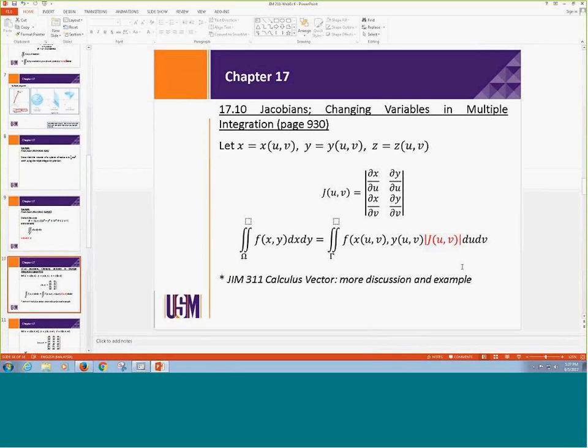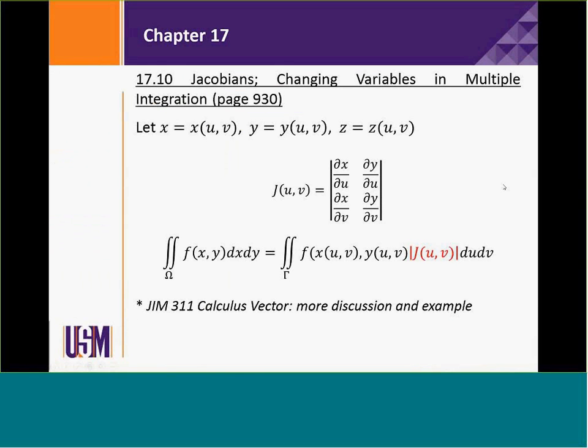Okay. Now we move on to the last section, the Jacobians. Okay, the changing variable in multiple integrations. So the original is in x and y. Now we want to change to, let's say, u and v. There is a Jacobian that you need to find: the derivatives del x del u, del y del u, del x del v, del y del v, and you solve the determinant. Then this is the Jacobian that is involved.